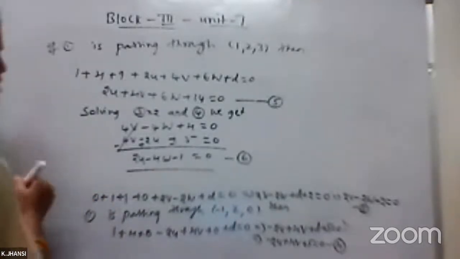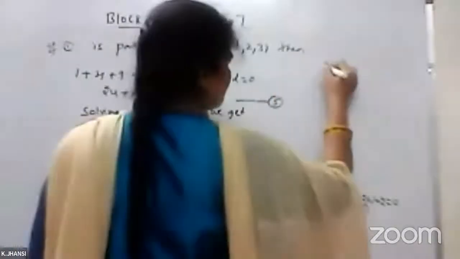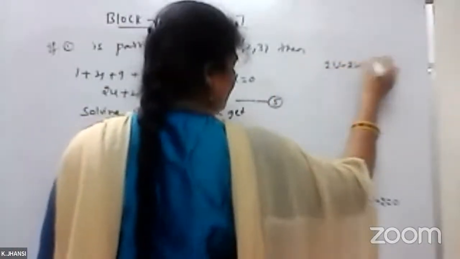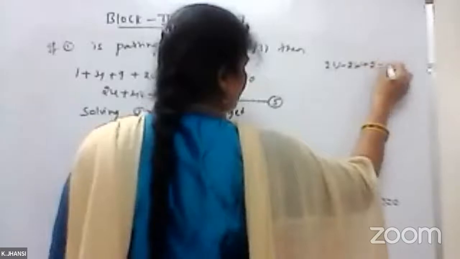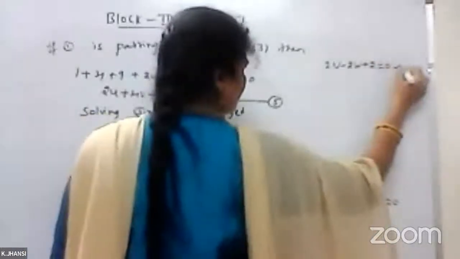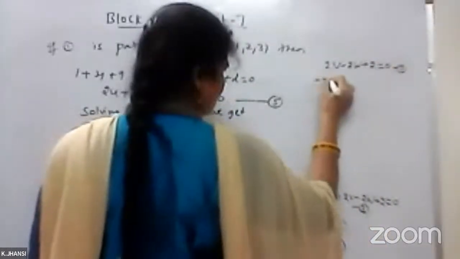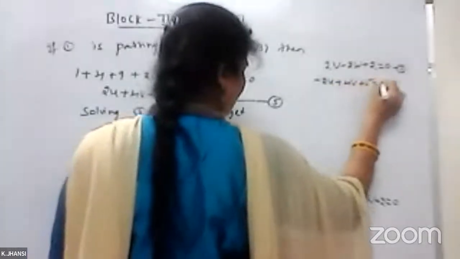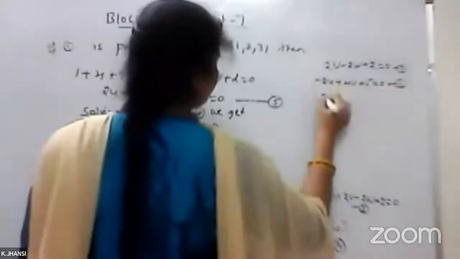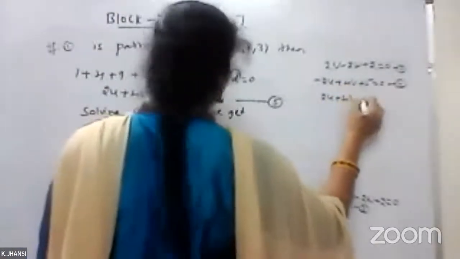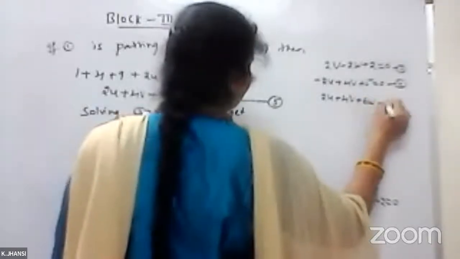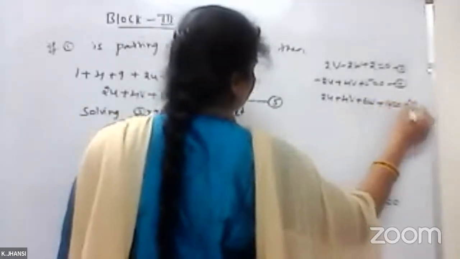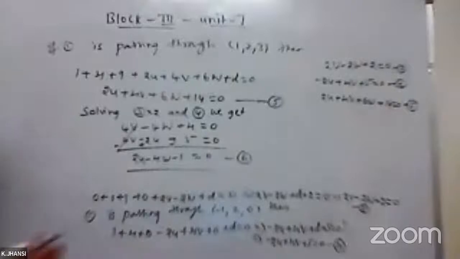You write here equations. Third one is 2v minus 2w plus 2 equals to 0. Next we have minus 2u plus 4v plus 5 equals to 0. This is the fourth one. And even fifth one is 2u plus 4v plus 6w plus 14 equals to 0. This is the fifth equation. Okay.